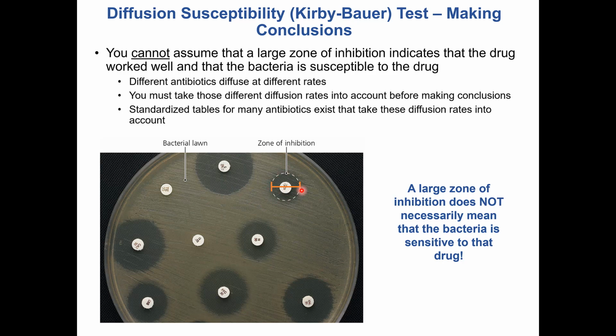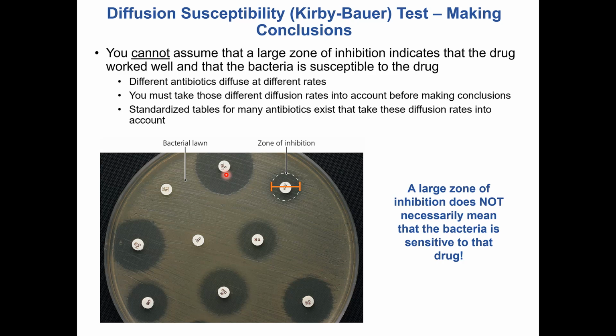So if you look at this particular zone of inhibition, it's a lot smaller than the one to the left of it. At first glance, you might think, oh, that must mean this antibiotic didn't work very well. But like I said, it's not necessarily true. It could just mean that this antibiotic diffused through the agar more slowly, and so it didn't have enough time to kill as much bacteria as another antibiotic. So you can't just look at the size of the zone of inhibition alone to determine how well the drug worked. You have to take into account the different diffusion rates of the different antibiotics.